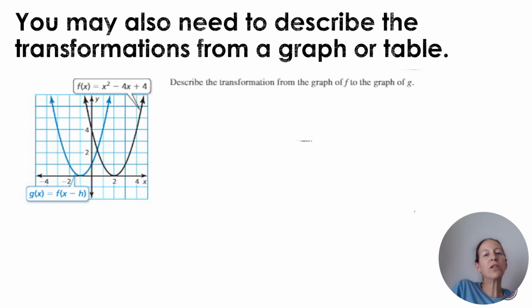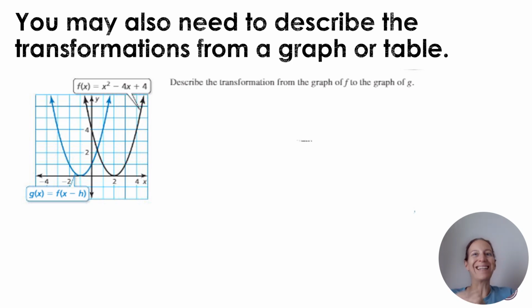All right, now you may also need to describe the transformations from a graph or a table. We're not going to spend too long on the graphs. Typically for this, you would be asked to identify left, right, up, down, and a flip. You would not necessarily be asked to just do a dilation.